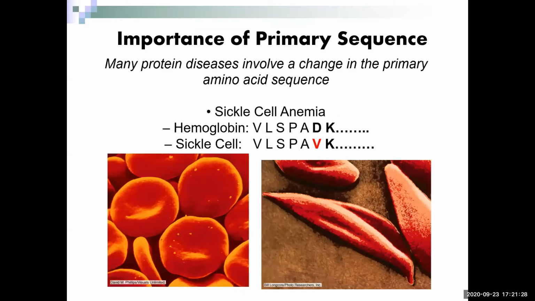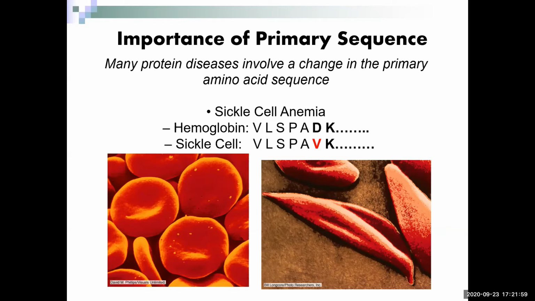Now, importance of primary sequence. There are many protein diseases involved in the primary amino acid chain. So an example of that is sickle cell anemia. Sickle cell anemia is a disease that causes our red blood cells to shrink. And this is due to the changes in the protein structure, primarily in their primary structure.